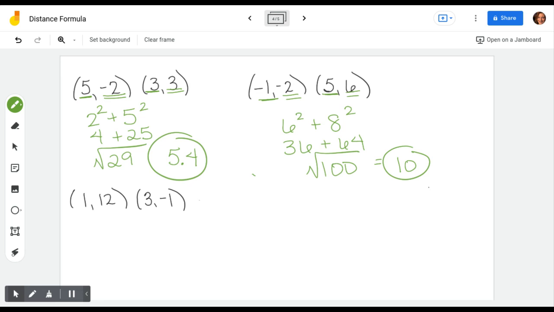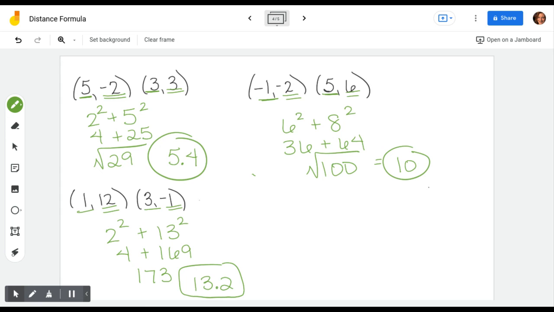Let's do one more. To get from 1 to 3, that's 2 moves. To get from 12 to -1, that's 13 moves. I don't care what way we're moving, we're just moving. So that's 4 plus 169. Add that together, that would be 173. The square root of 169 is 13, so this is going to be just a little bit over 13. I end up with about 13.2. That's it.